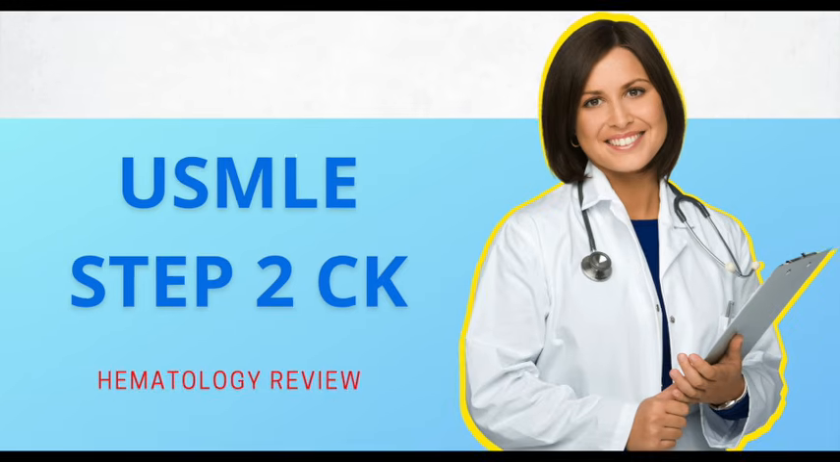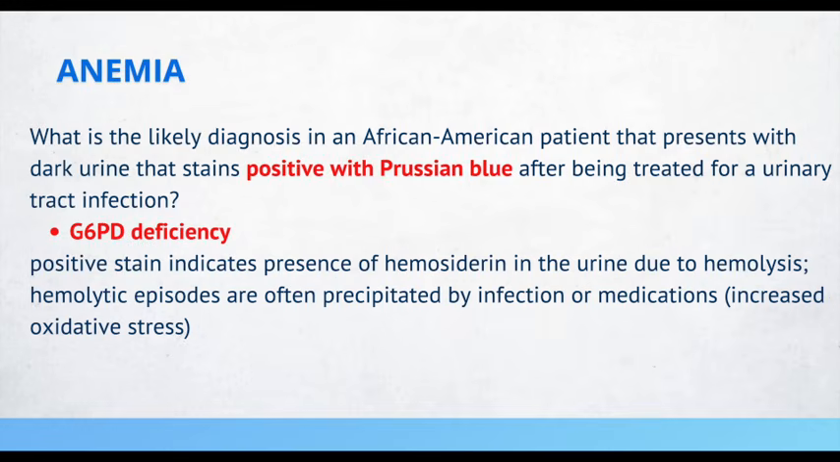So let's take a closer look at anemia. What is the likely diagnosis in an African American patient that presents with dark urine that stains positive with this stain after being treated for urinary tract infection? G6PD deficiency. So, this condition is common in African American patients and it is associated with medications such as antibiotics like trimethoprim. So, you can see that they have a positive stain, and this indicates the presence of hemosiderin in the urine due to hemolysis.